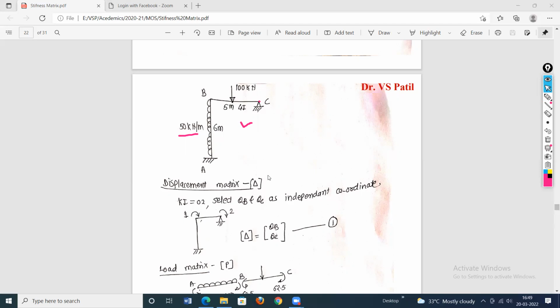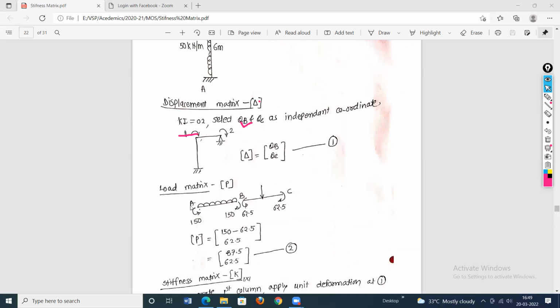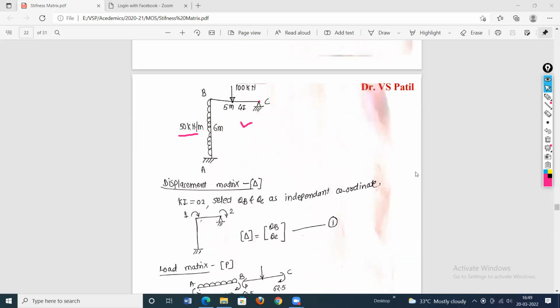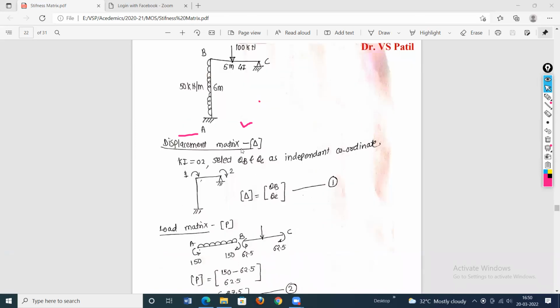Now, the analysis of a non-sway frame and the analysis of a continuous beam have absolutely the same steps. There is no change. First of all, develop the displacement matrix, then generate the load matrix, then generate the stiffness matrix, then use the equilibrium equation, then determine the unknown displacements, and after that, using the slope deflection equation, determine the final end moments and then plot the bending moment diagram, as we have discussed the steps in the previous videos.